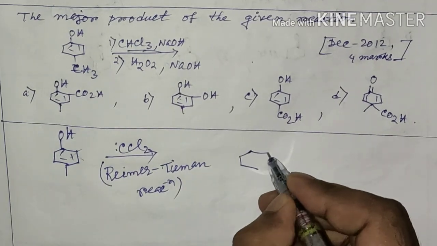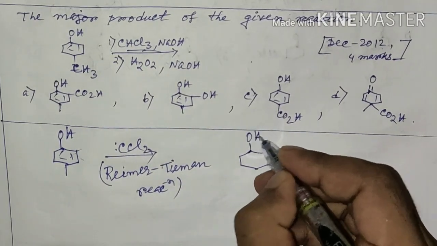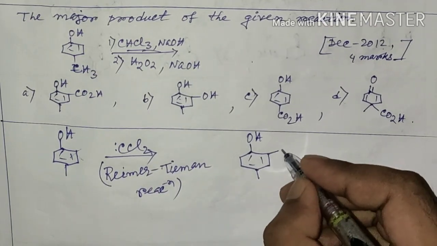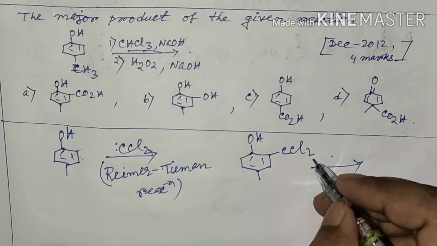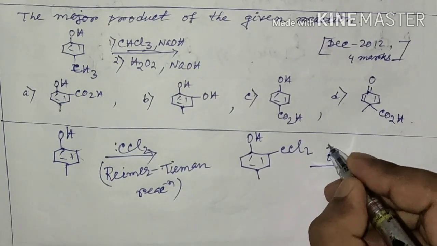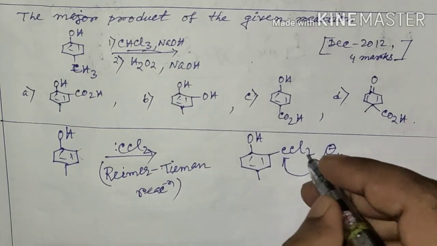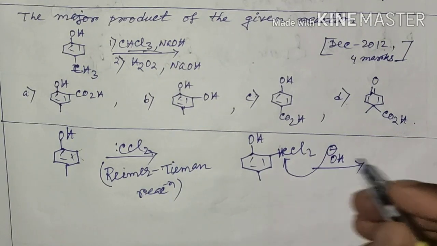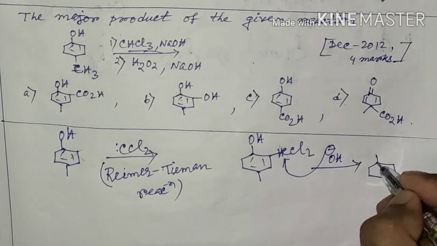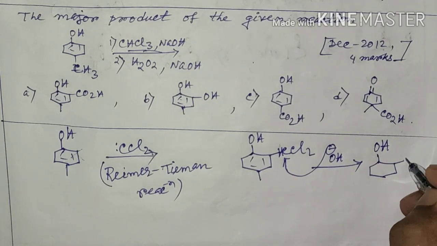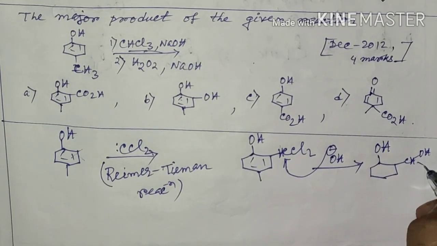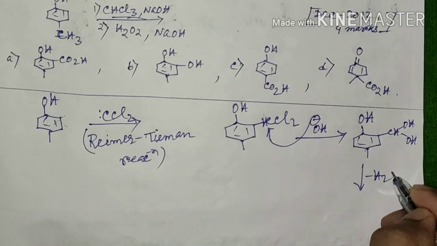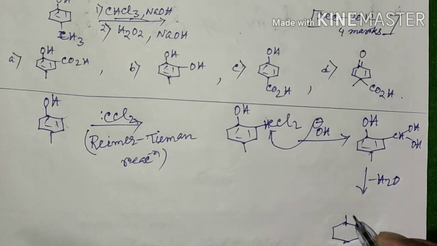In the first step, after attack and re-aromatization, it will form this species, and this species in presence of basic condition will form the corresponding aldehyde. Since here will be a diol, and that diol will liberate water to form the aldehyde.